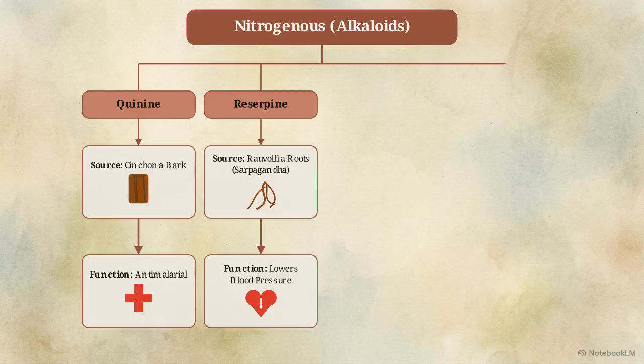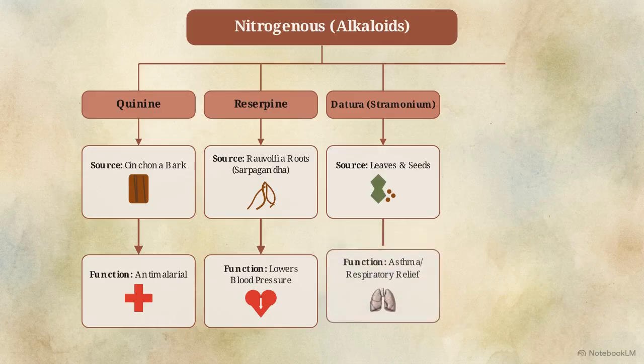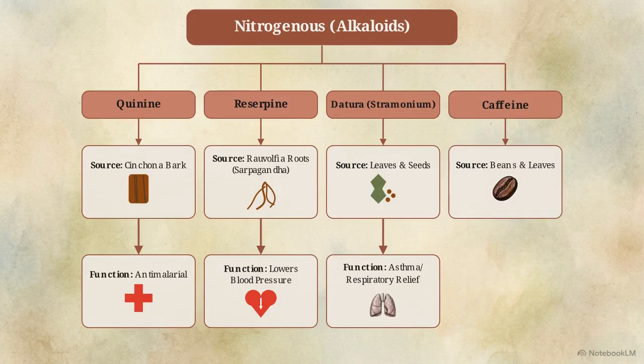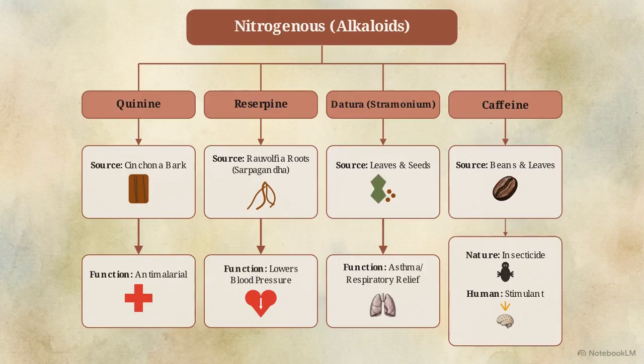Datura, or stramonium, is sequestered in the leaves and seeds of the datura plant. Medicinally, it functions to relieve severe asthma and respiratory spasms. Finally, caffeine is accumulated in the beans of the coffee plant and the leaves of the tea plant. In nature, it is a lethal insecticide. For humans, it acts as a central nervous system stimulant.